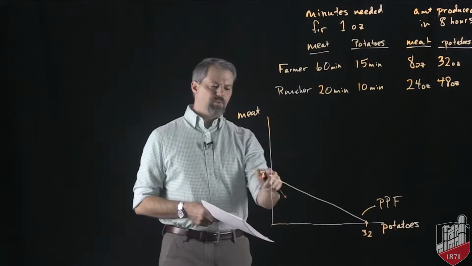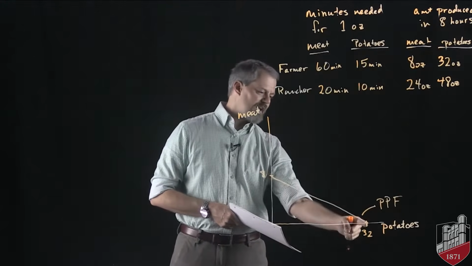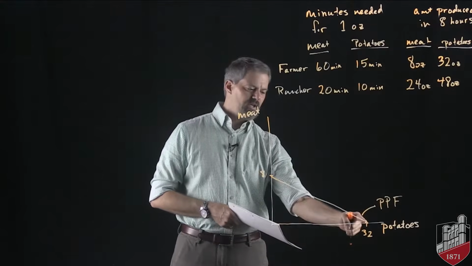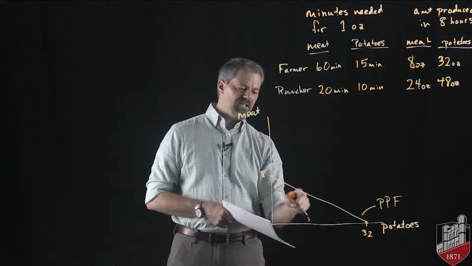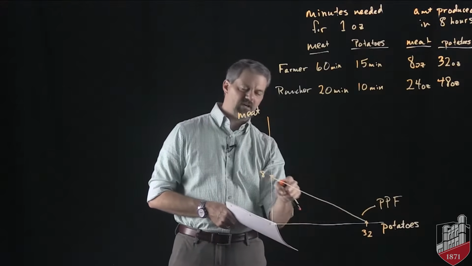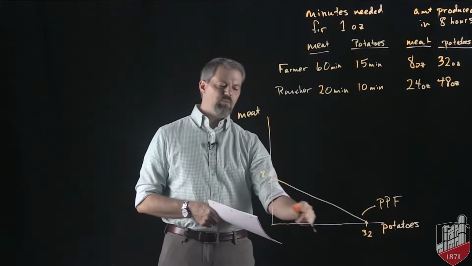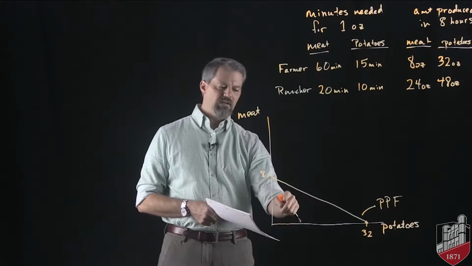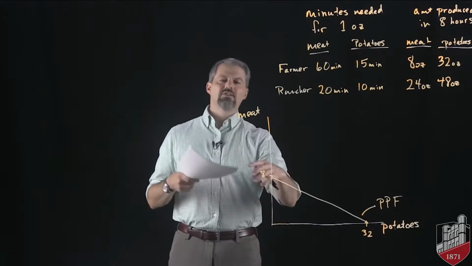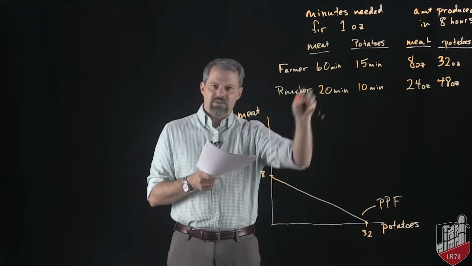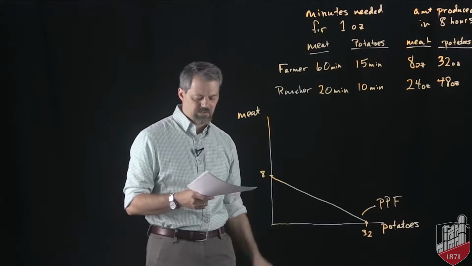The farmer could spend all of their time making meat and be at this point, or spend all of their time making potatoes and be at that point. Or they could spend any combination of 8 hours making meat and potatoes and be at any other point on this production possibilities frontier. They're also capable of producing any point inside the PPF, but that would be inefficient. They've got 8 hours to work. They want to consume the largest bundle of meat and potatoes that they can, and so they're going to be on that production possibilities frontier.